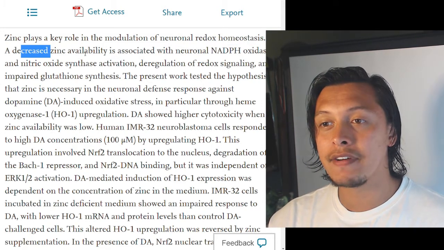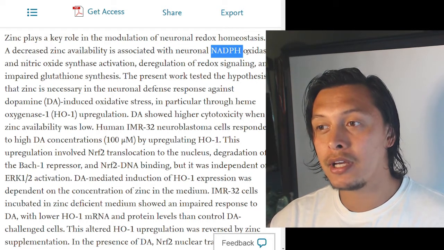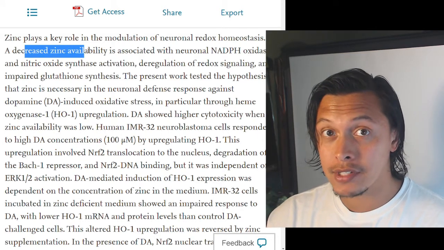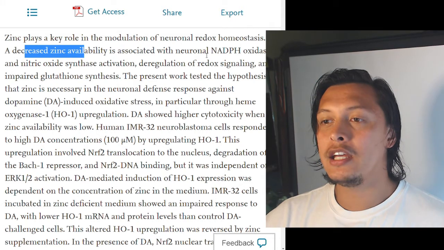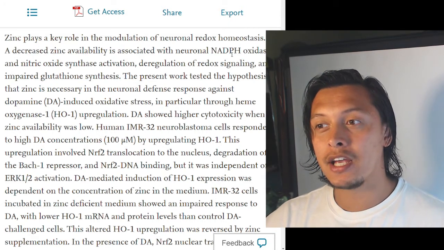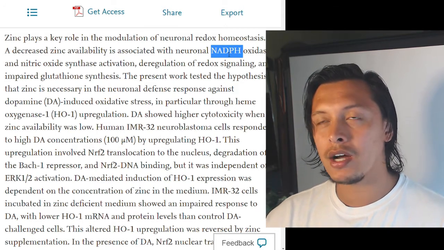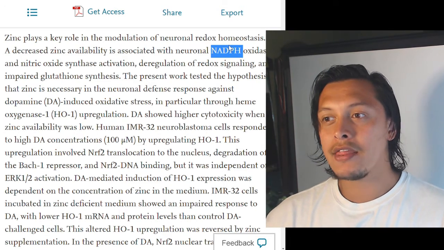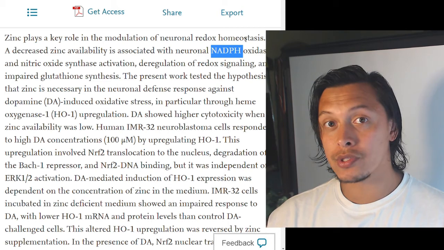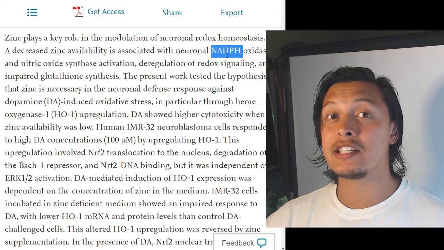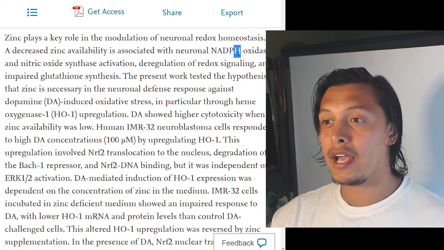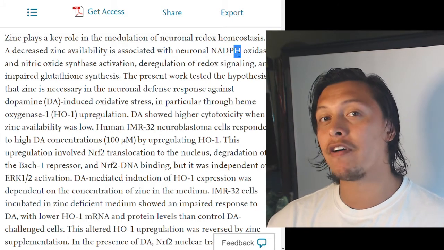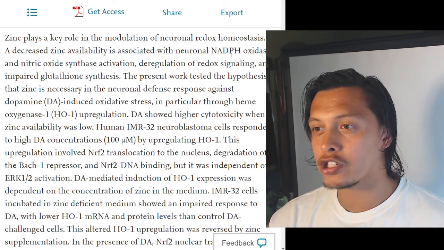So a decreased zinc availability is associated with neuronal NADPH oxidase and nitric oxide synthase activation. So if you don't have enough zinc in the cell, the neuronal NADPH oxidase, and NADPH is just another, how do I phrase that? This is not an enzyme, this is a chemical that is used to reduce a different chemical. So this H on NADPH is almost like a negatively charged hydrogen. It functions similarly to a negatively charged hydrogen.